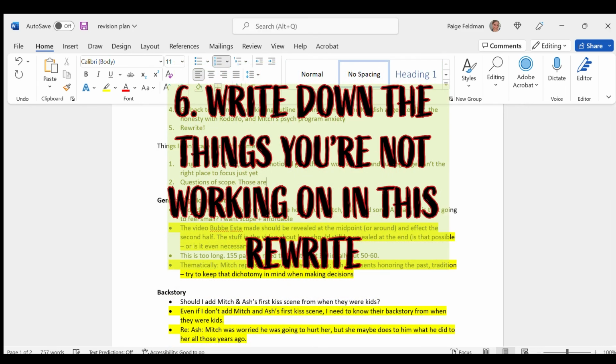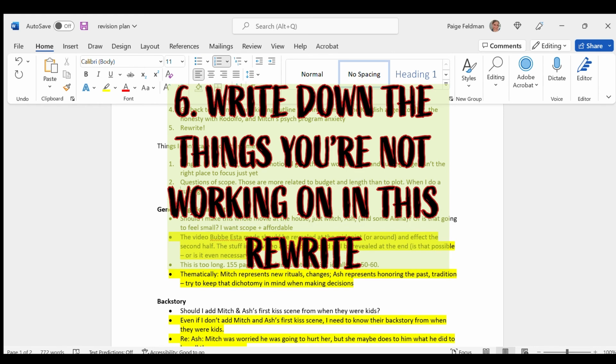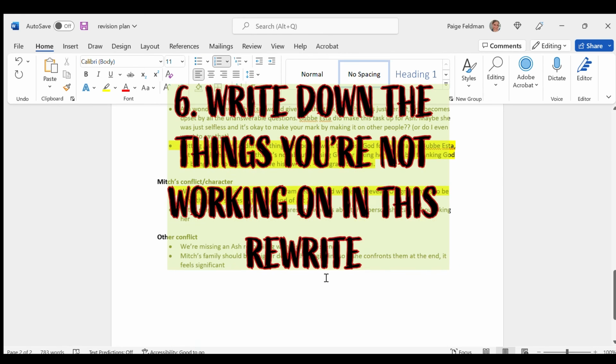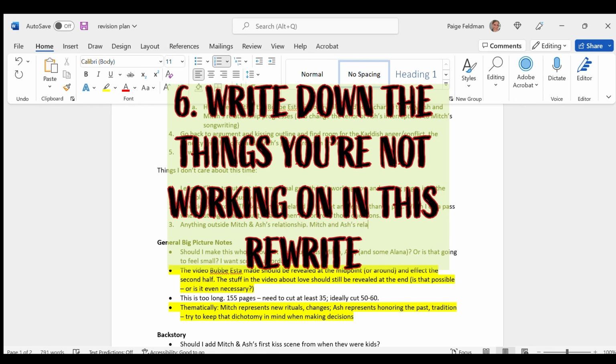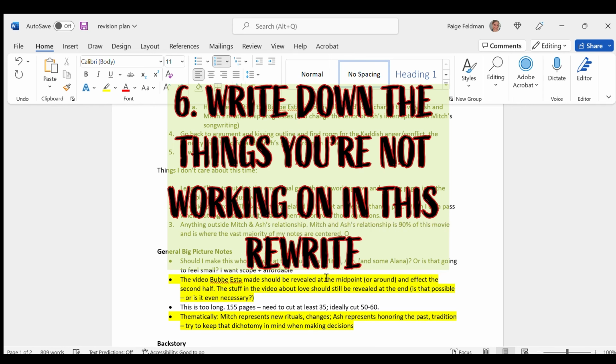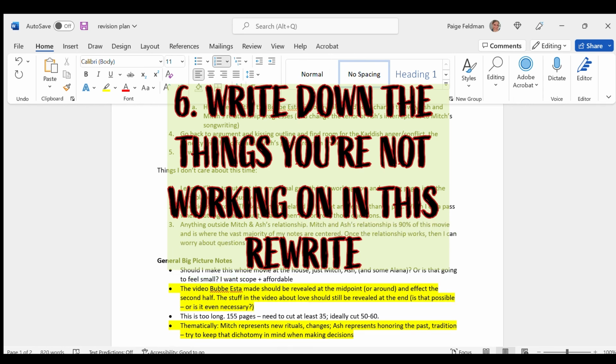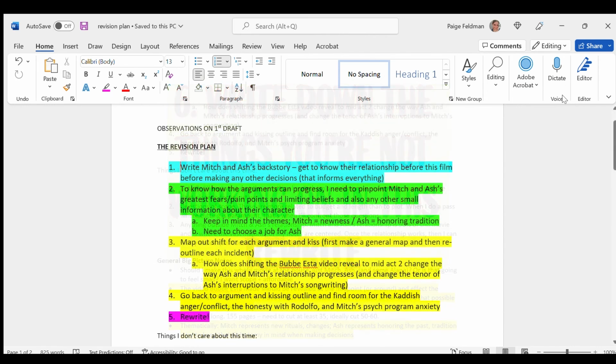If you want, write down all the things you notice that you can't work on for this rewrite to help you let go of them. You can't fix everything all at once, and there can always be a next time. Remember, there's no limit on the number of revisions you can do, so take it step by step. And what you're left with when you finish this process is a list of things to do to prepare you to make your script better. And here's my list.